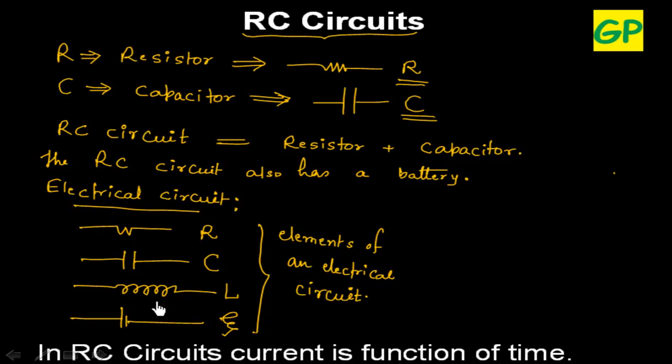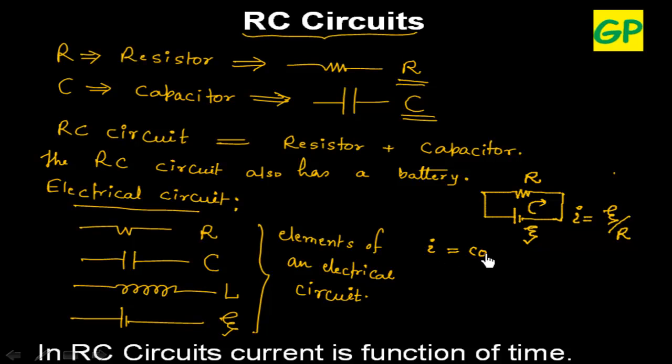Important point for RC circuit. In an RC circuit, current is a function of time. So let us say you have a simple circuit, with a resistor and a battery. In this case, let us say the battery EMF is Xi and the resistance is R, then you can write I equals Xi by R. That current is constant. But in the case of an RC circuit, current is a function of time, so current is not constant. So this is one important point we have.